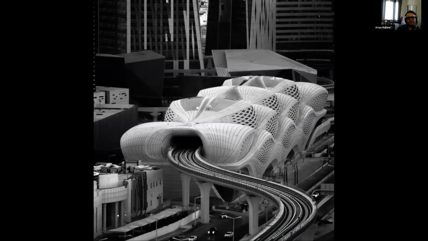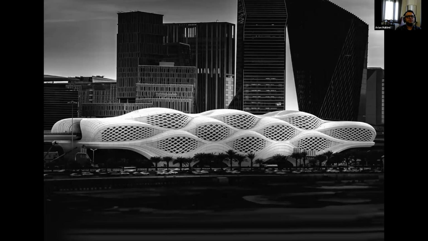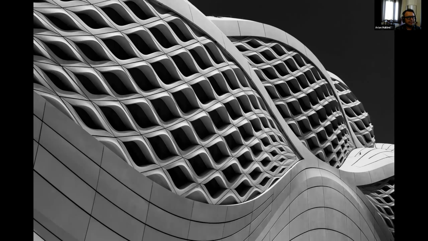One of them is the KAFD. We call them KAFD, but Mohammed just said Kafta, and I think Kafta is the right pronunciation. So it's a train station in Riyadh, one of the unique ones in the world. And as you can notice, the viaducts or the railways are not at the ground, but they are elevated through these bridges. And I was responsible for the diagrid facade systems, external facade, as well as the interior part.